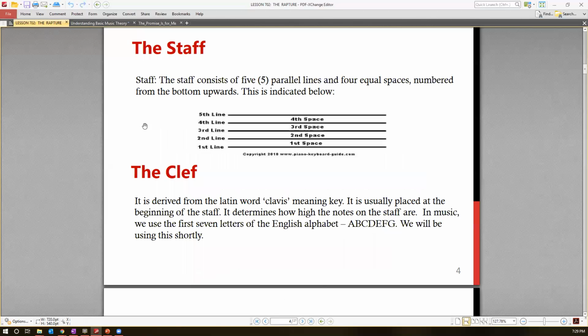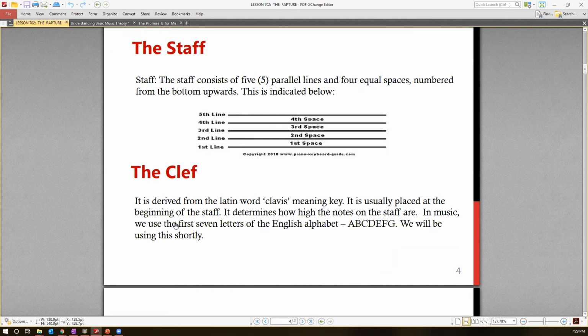Okay, let's go back to our notes. It says here, the clef is derived from the Latin word clavis, meaning key. It is usually placed at the beginning of the staff. It determines how high the notes on the staff are.